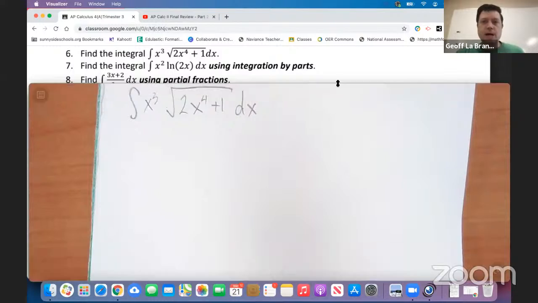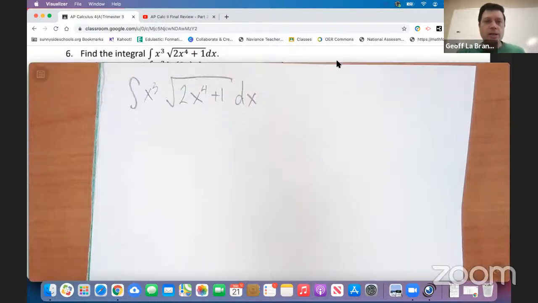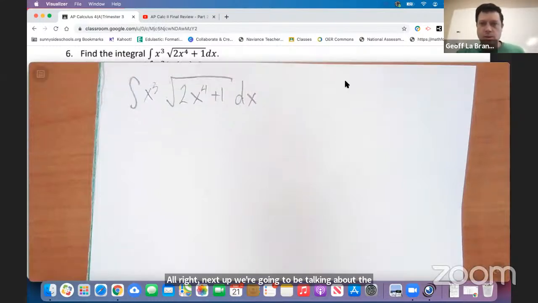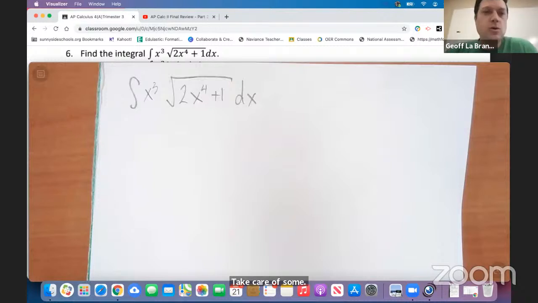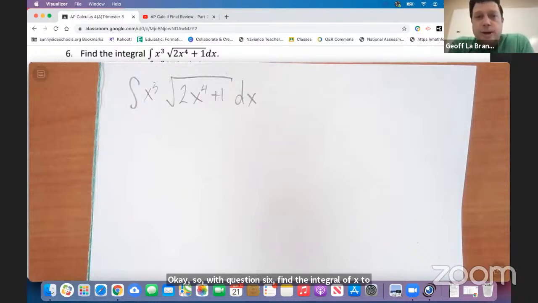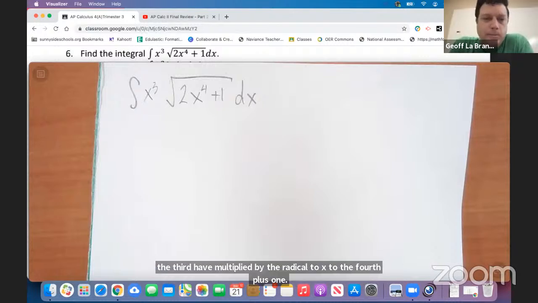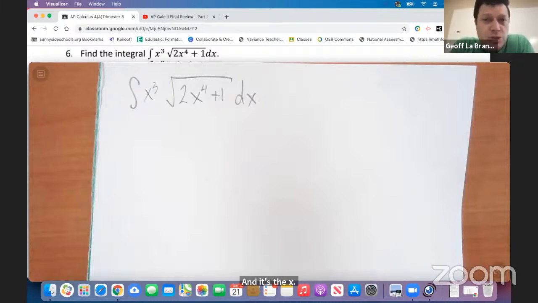All right, next up, we're going to be talking about the integral. With question 6, find the integral of x to the third multiplied by the radical 2x to the fourth plus 1, dx. This is still a u substitution problem.